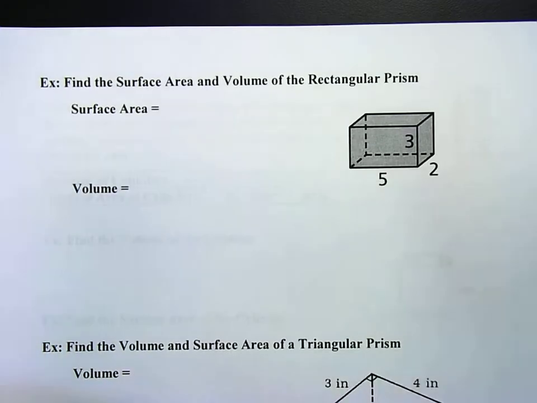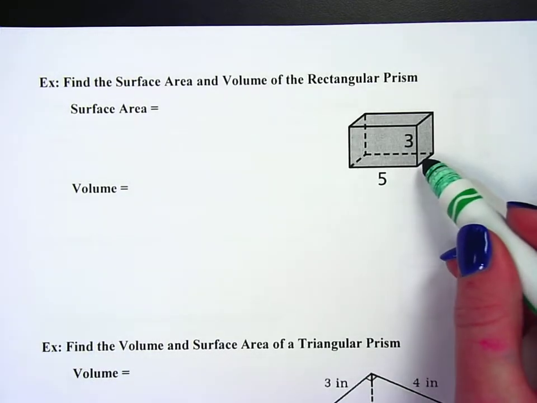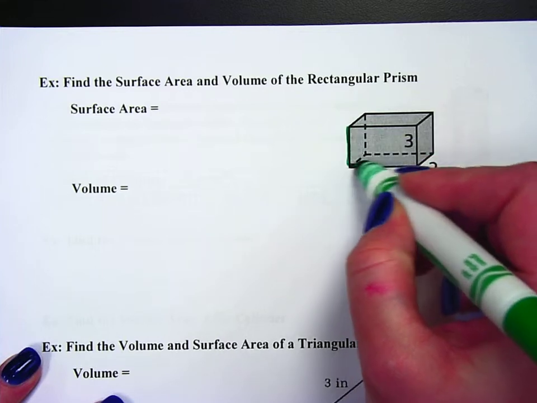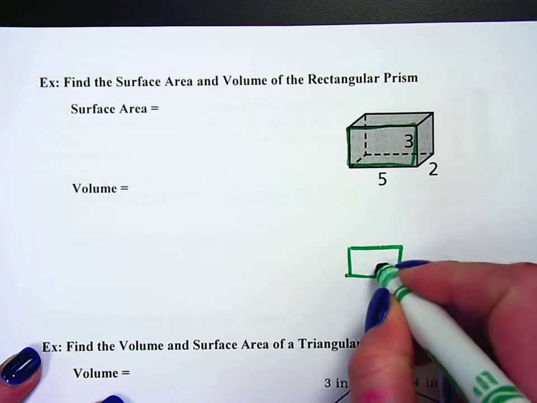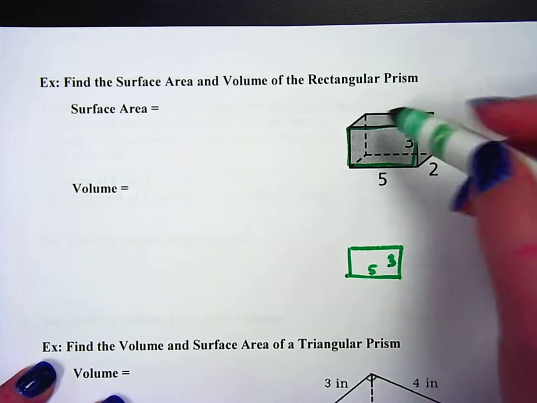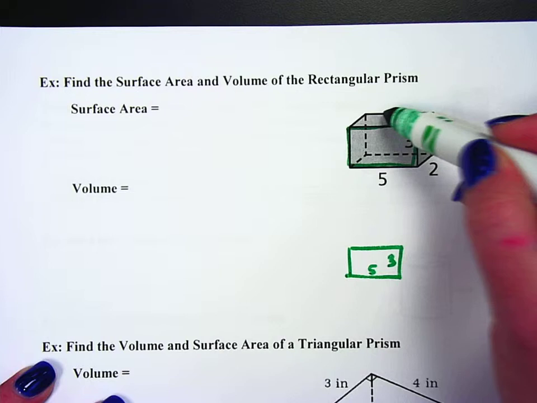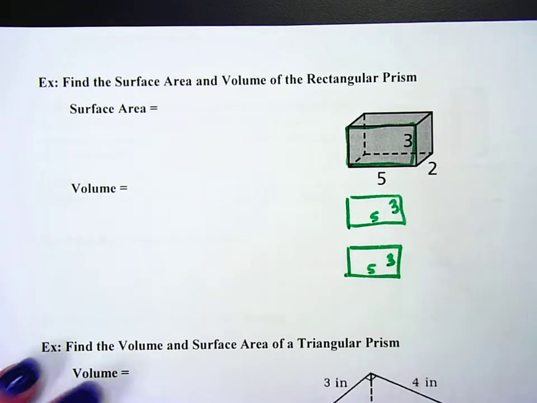So we have a rectangular prism that's 5 by 3 by 2. To find my surface area, I need to know each of these sides of the rectangle. So let's just start with the one here that's facing us. I have a rectangle that's 5 by 3. When I unfold this, I'll also have another rectangle here on the back that's also 5 by 3.